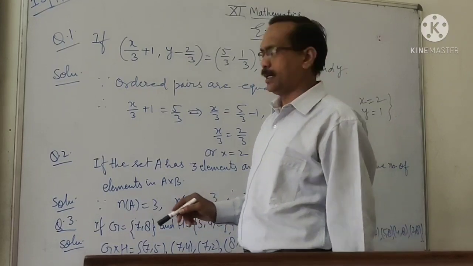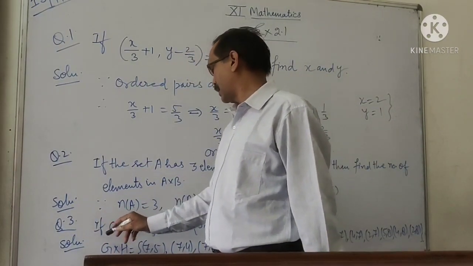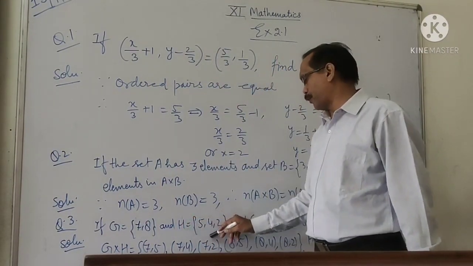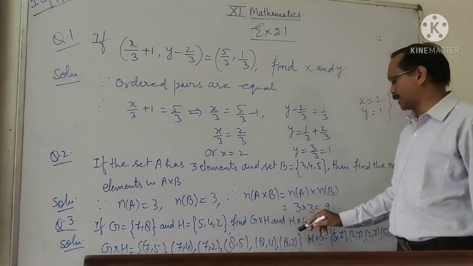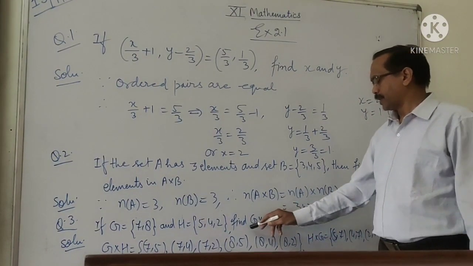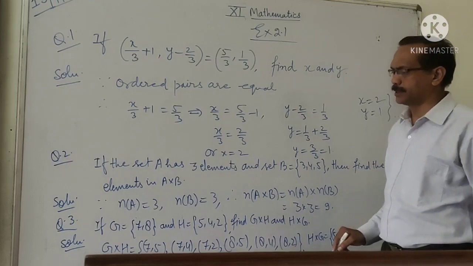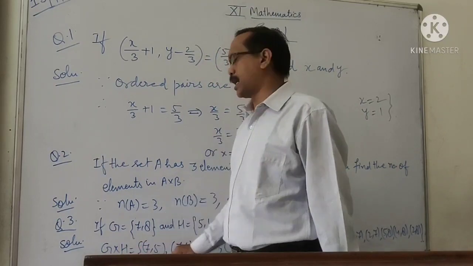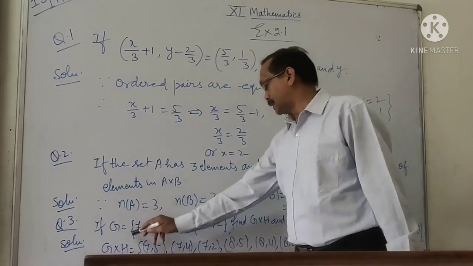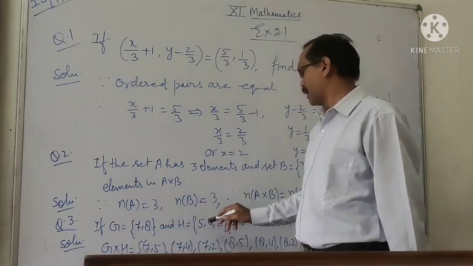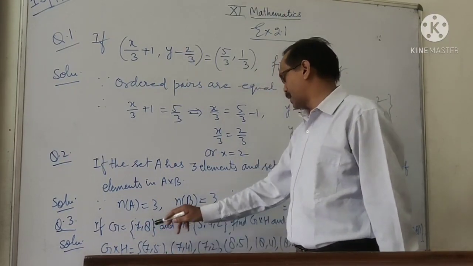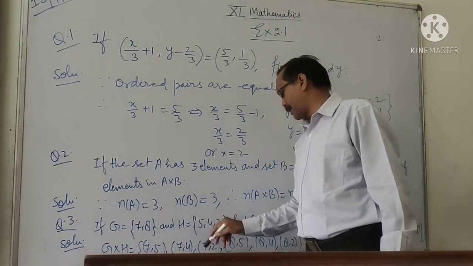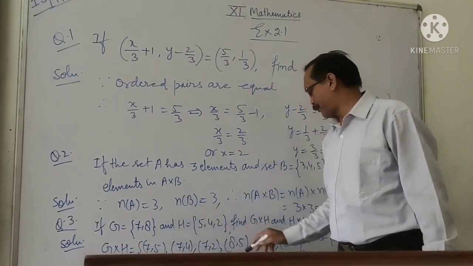Question number 3. In this question, set G equals {7, 8}, set H equals {5, 4, 2}. Find G cross H and H cross G. In the solution, G cross H is the set of ordered pairs of elements of G and H. So (7,5) is one ordered pair, (7,4) second ordered pair, (7,2) third. (8,5) next ordered pair, (8,4), then (8,2).